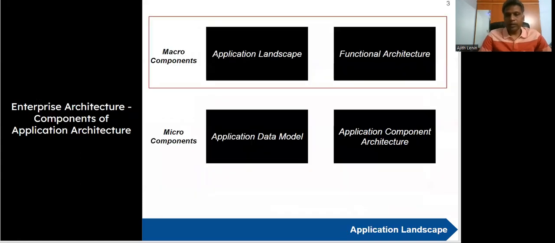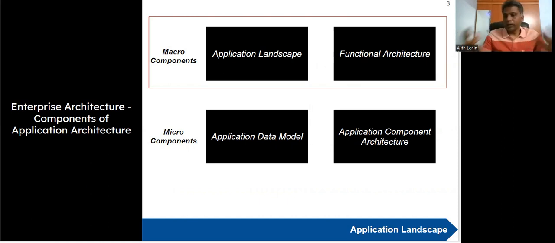So coming to application architecture, what are the components of an application architecture? It's slightly different from what TOGAF defines as an application architecture. As you saw how it was different from an information architecture perspective, I'll take you through my concept of how I look at an application architecture. I'm broadly dividing the application architecture into two: it could be macro components or micro components.